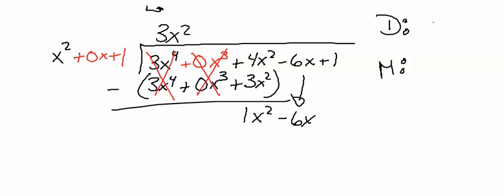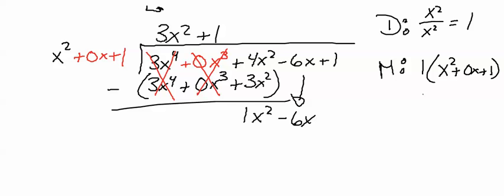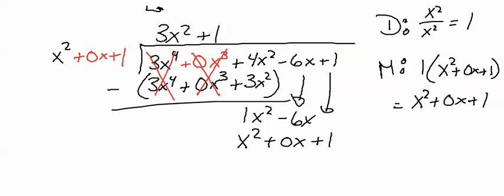We're going to divide x squared by x squared. That's going to give you 1. And we put the plus 1 up here. And we multiply 1 times x squared plus 0x plus 1. And we're going to get x squared plus 0x plus 1. You'll notice I'll need to drop 1 down for it to cancel out.